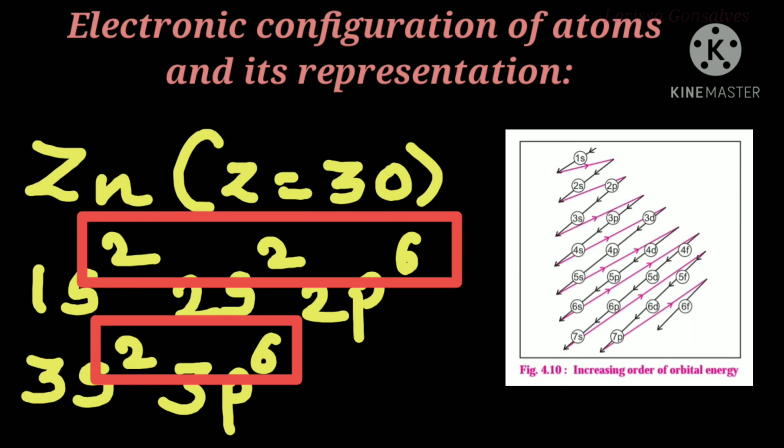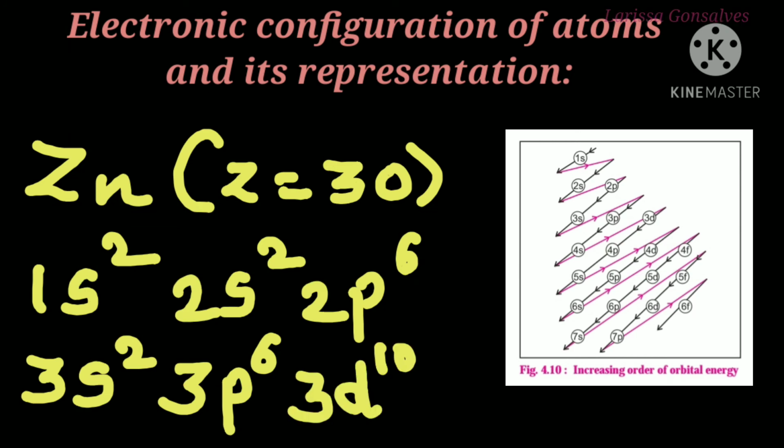Hence the next is 3d, so it will be 3d10, and next is 4s, so it will be completely filled with 2 electrons, that is 4s2. So the electronic configuration is 1s2, 2s2, 2p6, 3s2, 3p6, 3d10, 4s2. So just calculate the number of electrons, that is 2 plus 2 plus 6 plus 2 plus 6 plus 10 plus 2, which gives us 30.